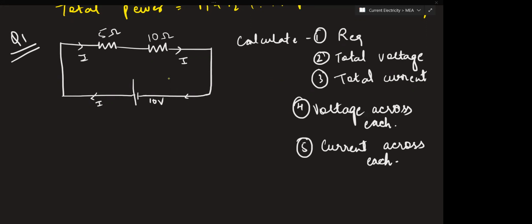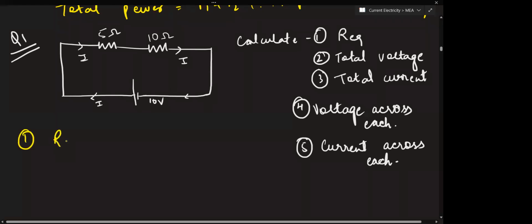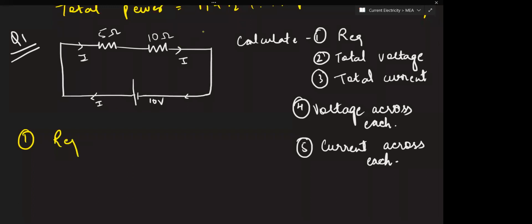Let's discuss it then. See, the first part, this is easy. R equivalent will be what? Voltage across each 10 by 3, 20 by 3, correct. Third answer, Shravya, is 2 by 3. See, second answer is also easy, Shravya. Total voltage means whatever voltage is given. Voltage that is given to you is 10 volt.